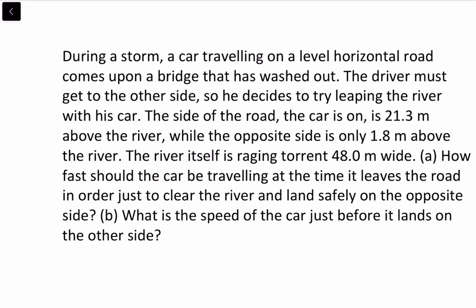The side of the road the car is on is 21.3 meters above the river, while the opposite side is only 1.8 meters above the river. The river itself is a raging torrent 48 meters wide. So we have to calculate how fast the car should be traveling at the time it leaves the road in order to just clear the river and land safely on the opposite side. And the second point, what is the speed of the car just before it lands on the other side? So let us solve this one.